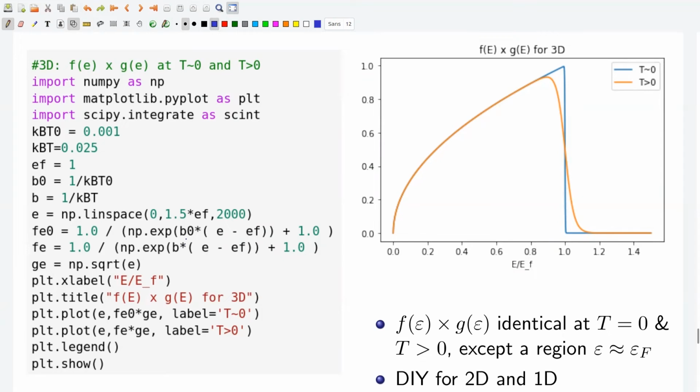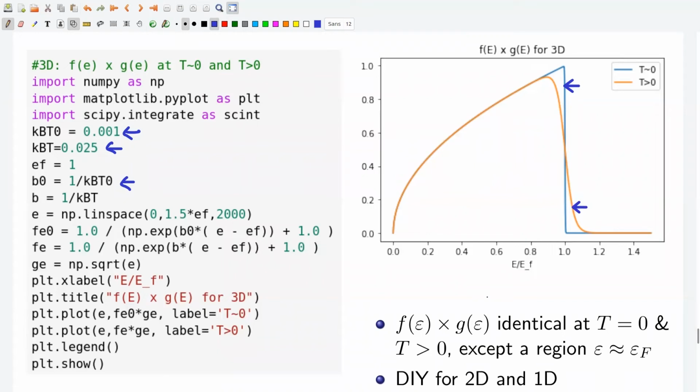To understand what changes at finite temperature, we plot Fermi function times density of states at T equal to 0 and T greater than 0. We cannot take T exactly equal to 0 because in that case, inverse temperature 1 by kBT becomes infinity. Thus, we take a very small temperature, kBT equal to 0.001, and compare it with room temperature where kBT is equal to 0.025 electron volt. In this plot, the blue curve is Fe times Ge at a very low temperature and the orange curve is Fe times Ge at room temperature.